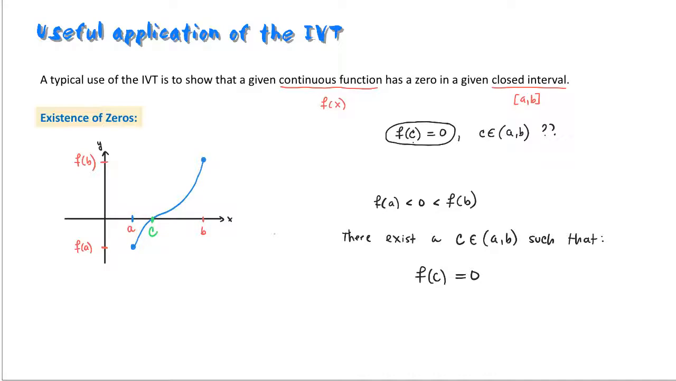I mean, the graph may cross several times in the interval AB, but we know that for sure we have one x-intercept. Now, the IVT will never give you the actual value of the x-intercept. It will never tell you c is 1.3. It will never give you the value. It will just tell you that it exists. C is there. We don't know the value, but we know that it's between A and B.